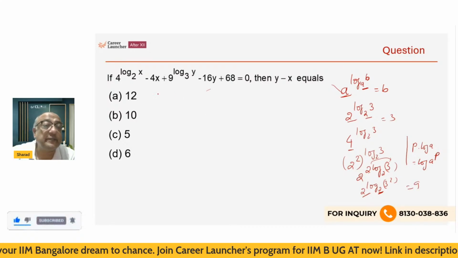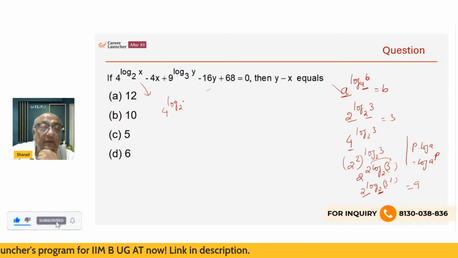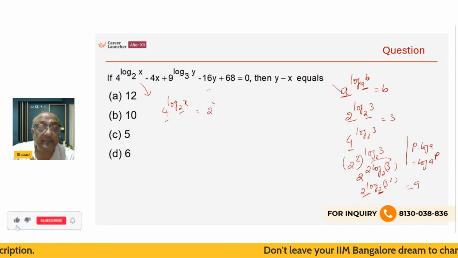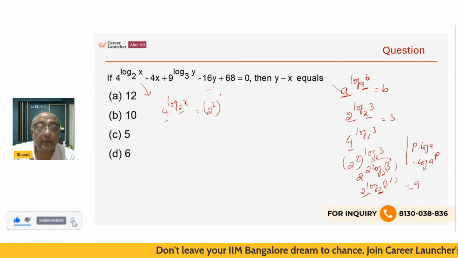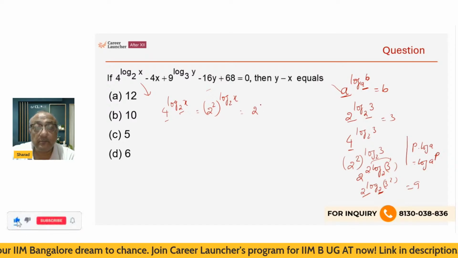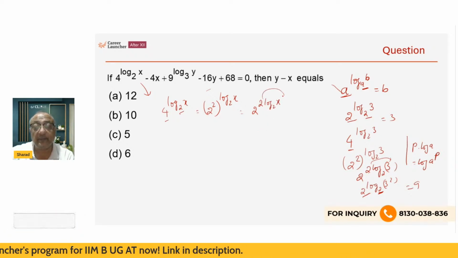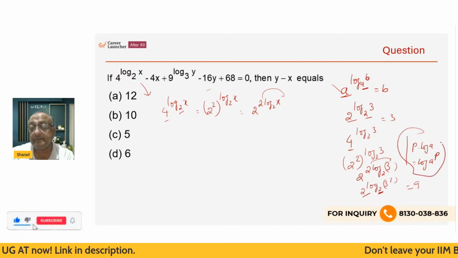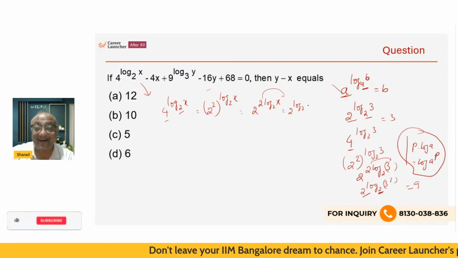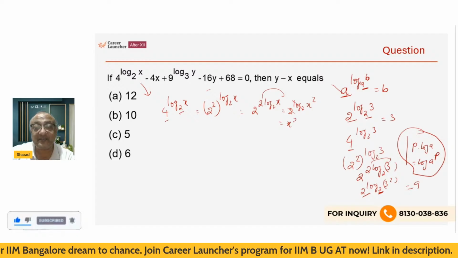The similar concept I'll use here. Let's see. This is written as 4, and this is log with power x. Now what to do? This is 2, this is 4. Again, same thing. 2 raised to the power 2 log base 2 of x. Wow. Easy. This 2 will come here by the property, so this will become 2 raised to log base 2 of x squared. Now these two are going to cancel each other. I'll get x squared. Wow.